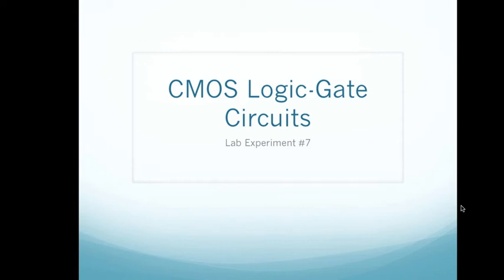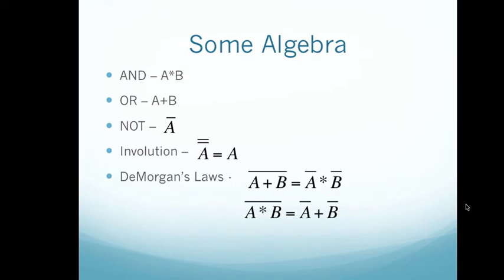This is the pre-lab lecture for lab number 7, CMOS gate circuits. In this lab we're going to be using some Boolean algebra, and just to make sure we're all on the same page with notation, the AND algebraic function will be represented by a star, the OR by a plus, and NOT by an overline.